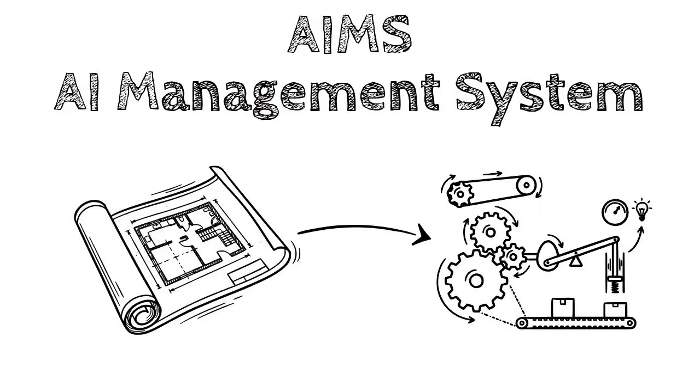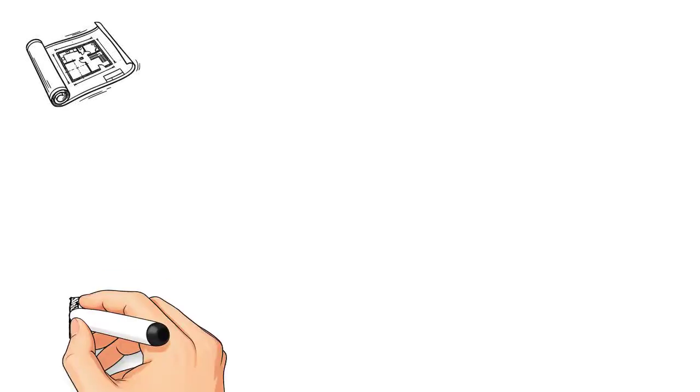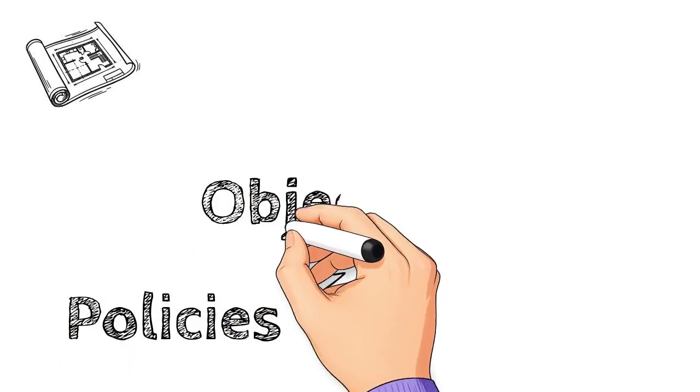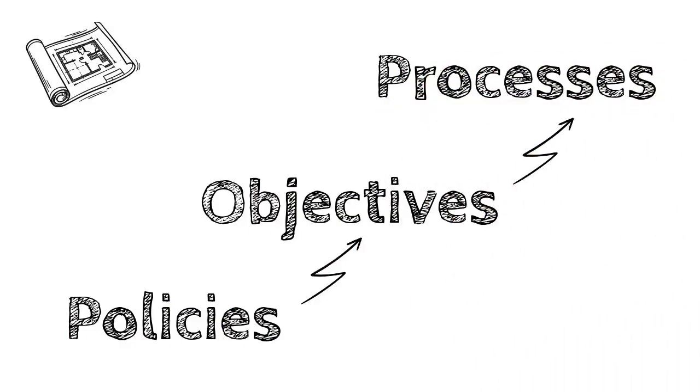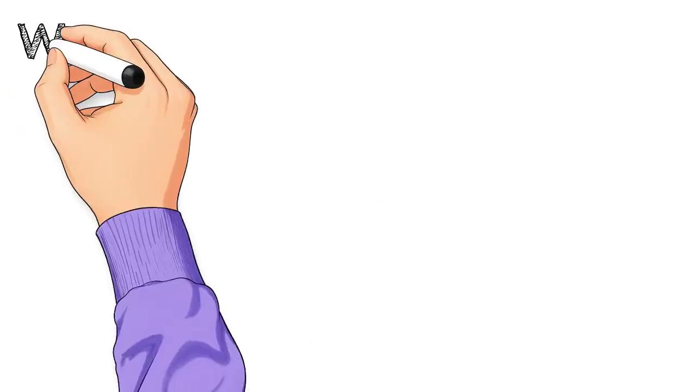An AI management system, or AIMS, is really the engine of this standard. The best way to think about it is as a strategic blueprint. It's not just some technical checklist you tick off. It's the formal structure your organization uses to set its policies on AI, define its goals, and then build the actual processes to make sure you achieve those goals responsibly.